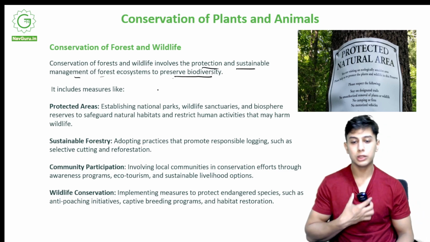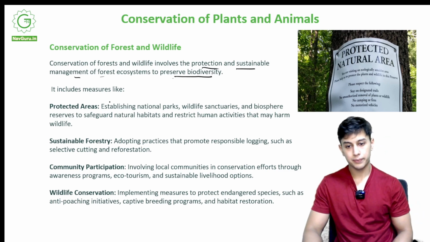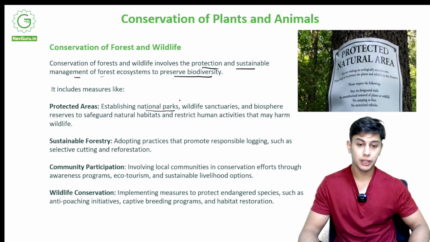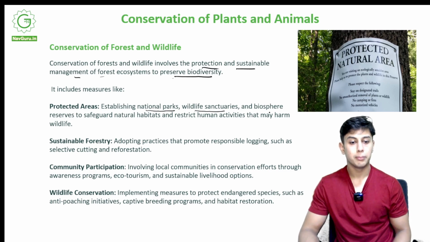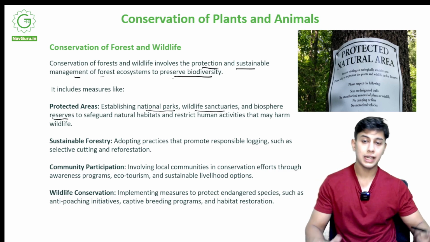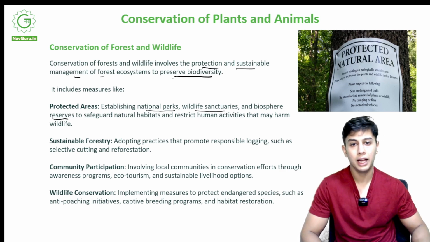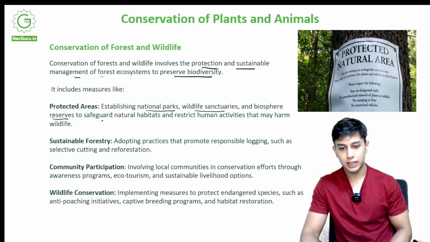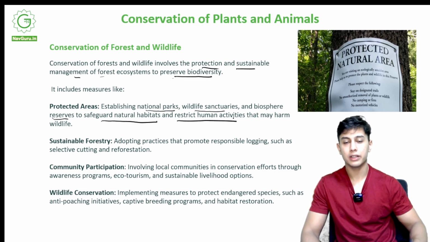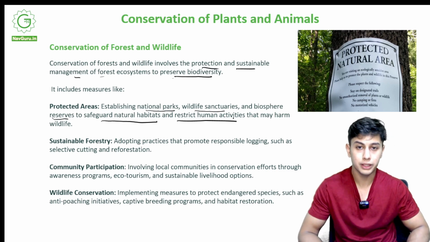Okay, so it includes measures like protected areas, establishing national parks. We all know national parks, Jim Corbett and all, wildlife sanctuaries, biosphere reserves. These are all places that have been reserved where we will not cut trees, we will not disrupt that ecosystem. It is preserved, it is kept as it is, and we as humans are responsible for keeping them functioning to safeguard the natural habitats and restrict human activities. We do not want hunting to happen there, we do not want wood cutting to happen there, we do not want any sort of disruption in those ecosystems.